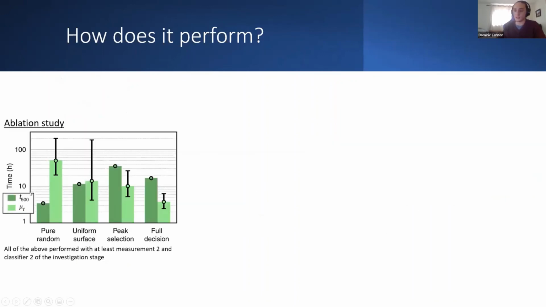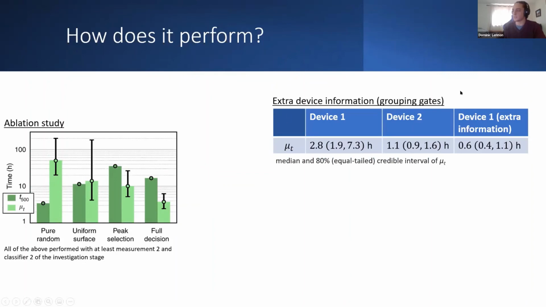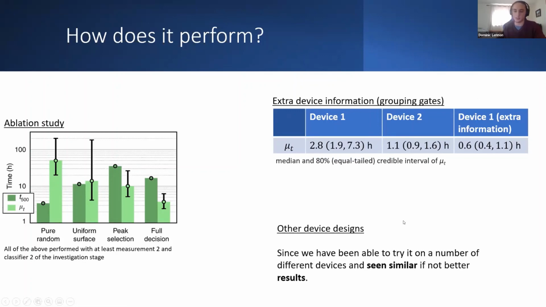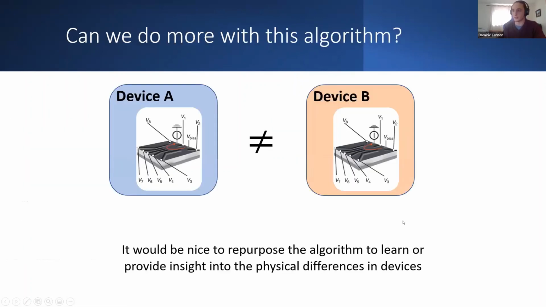What else? We test and do an ablation study to check the decisions that we make for the algorithm. Separate steps are worth including, and you can see that MUT, the expected time of tuning, falls in every case. And we also tested the idea of including extra gate architecture information, like grouping gates that perform similar roles, and this massively reduces times as well. So extra information can help. And we have since tried it on other samples and we've seen very similar results.